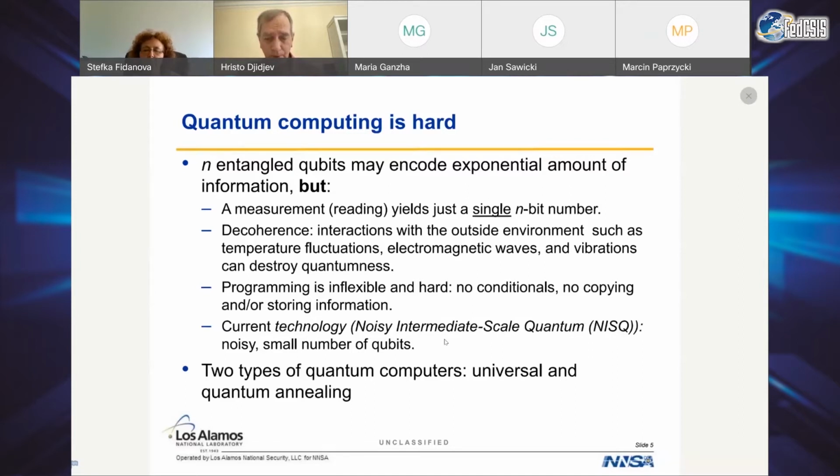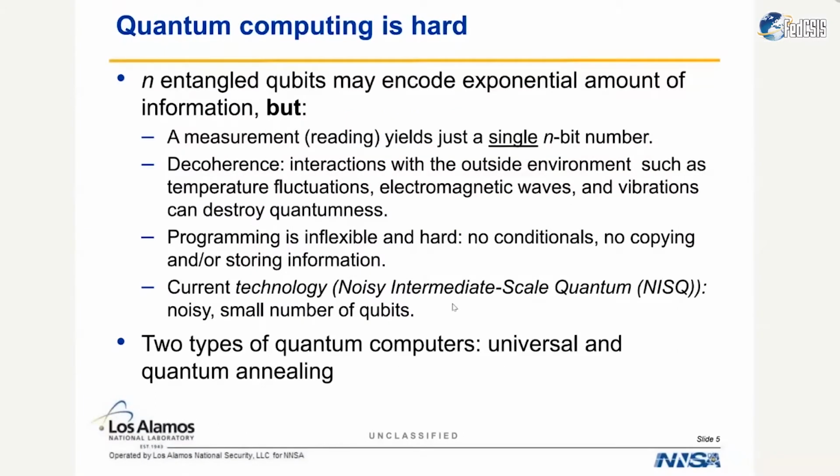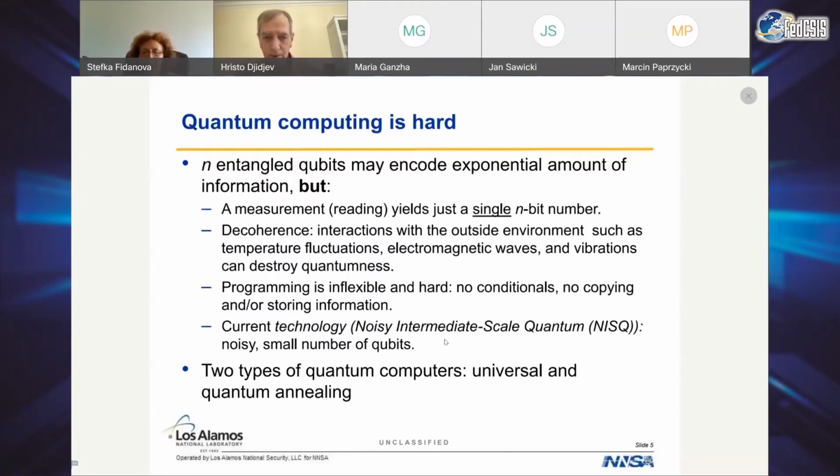The other problem that makes it hard is so-called decoherence. It is the interaction of the quantum system with the outside environment, which introduces different types of noise, and the system very easily may lose its quantumness and behave classically, and then all those advantages disappear.